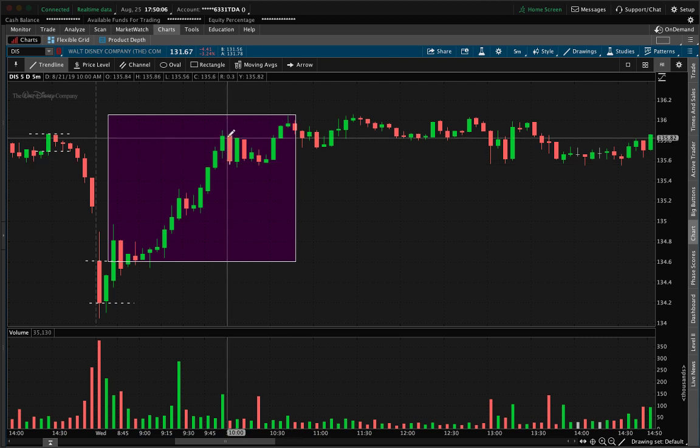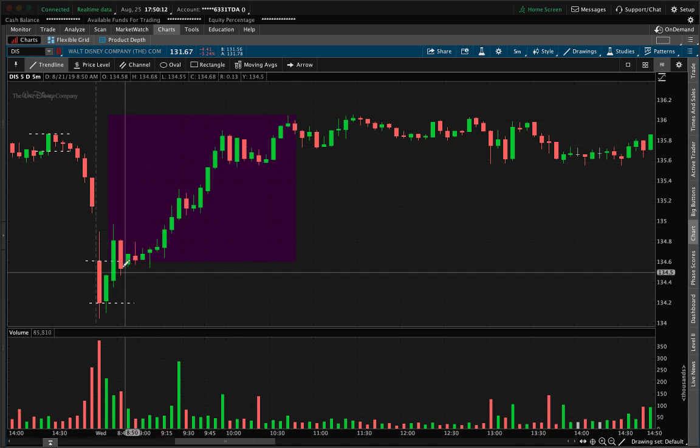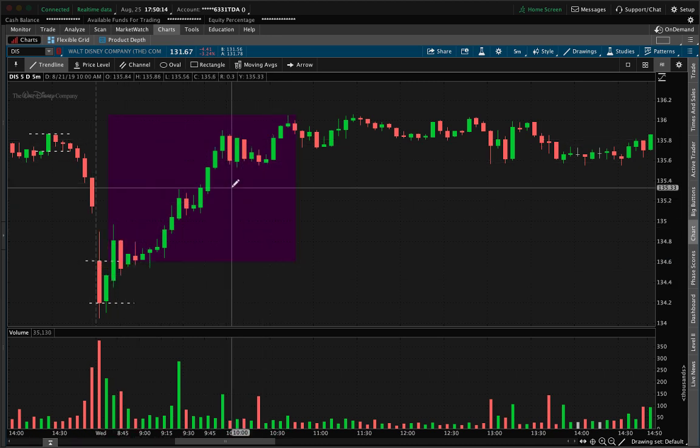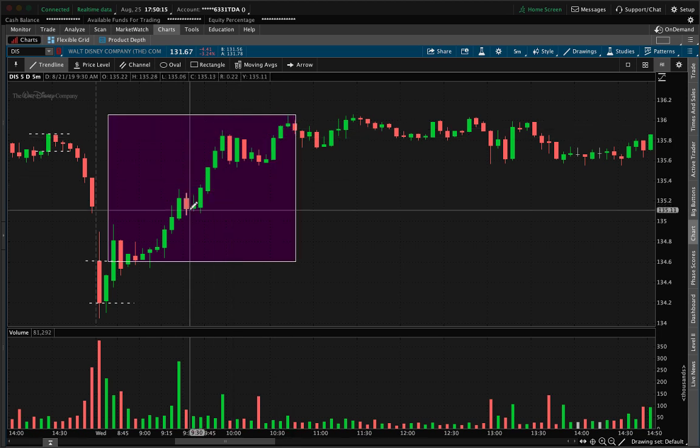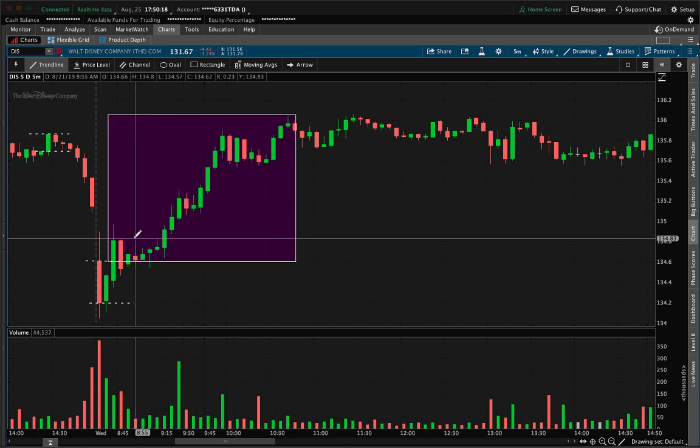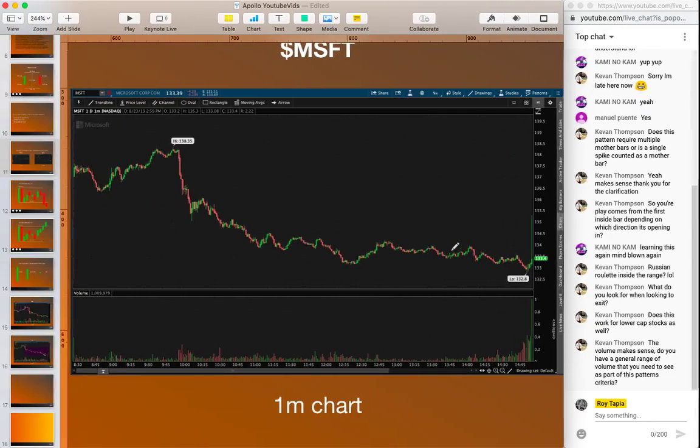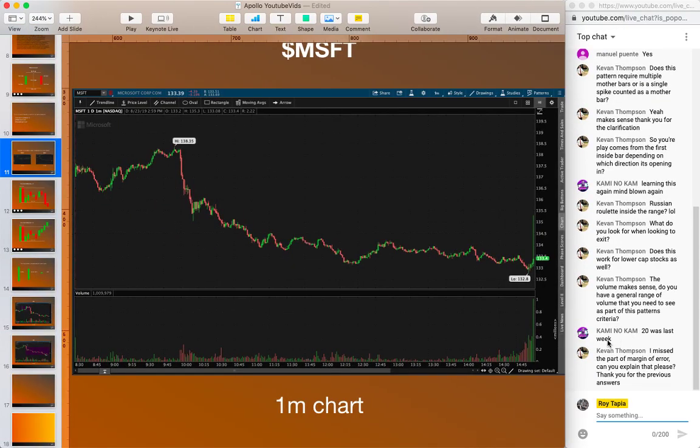Take a look at this bar. Volume fell like crazy. I wouldn't have played it. It's also within this range though too. So let's say like the aftermath of this inside bar pattern. 20 was last week. Okay, cool.